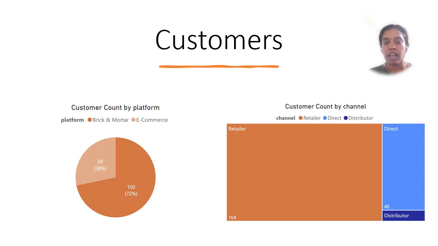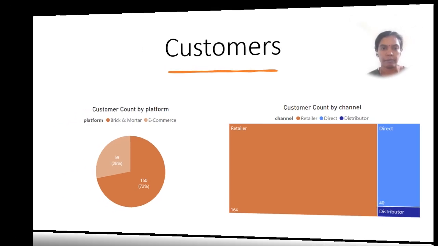Also, they have customers classified by channel. They have 3 channels of business: a retailer, direct, and distributor. You can see that there are about 164 retailers, whereas 40 direct customers and just 5 distributors.